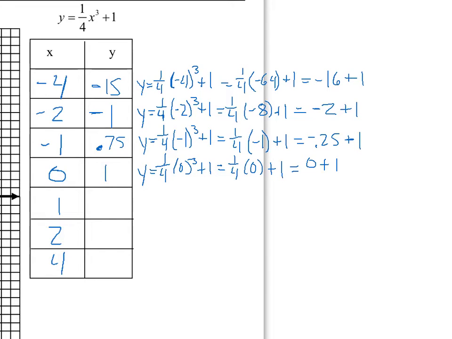Okay, next one. Y equals 1/4 times 1 cubed plus 1. 1 cubed is 1. 1 times 1 times 1 is 1. So this is 1/4 times 1 plus 1. 1/4 times 1 is 1/4, which is positive 0.25, plus 1. 0.25 plus 1 is 1.25.